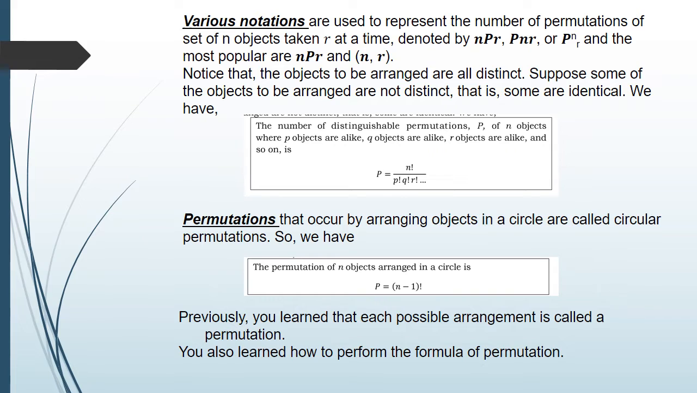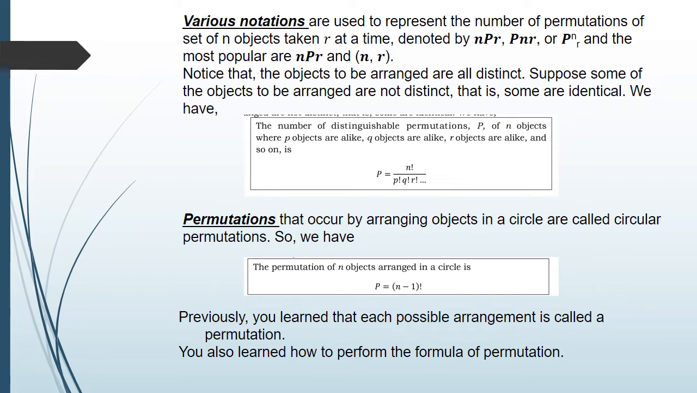Various notations are used to represent the number of permutations of a set of n objects taking r at a time, denoted by nPr, P(n,r), or Pnr, and the most popular are nPr and P(n,r). Notice that the objects to be arranged are all distinct.